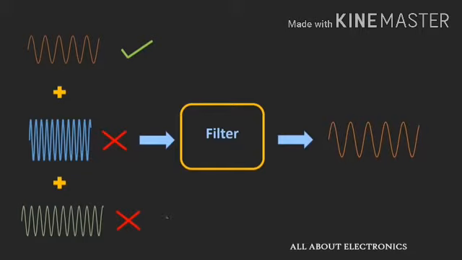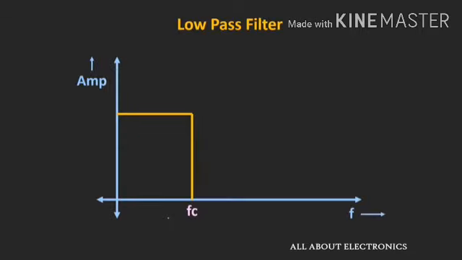The first is the low pass filter. This low pass filter passes the low frequency signal starting from 0 Hz up to the cutoff frequency Fc, and beyond this cutoff frequency, it rejects all other frequency components. If you see the frequency spectrum of the ideal low pass filter, it will look like this.